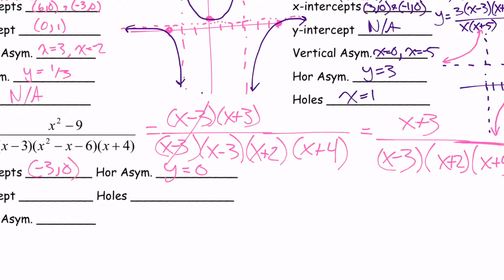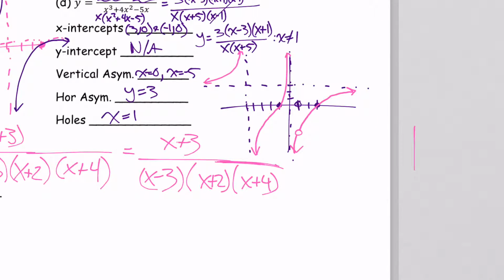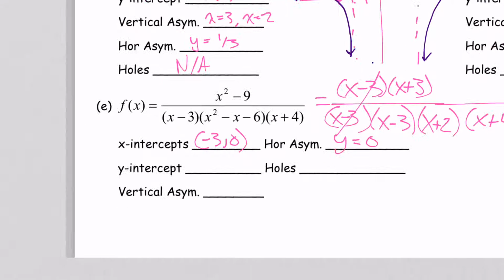Y-intercept, plug in 0 for x, which means in the numerator, I have 3. In the denominator, I have negative 3 times 2 times 4. So those 3's cancel, and I'm left with 1 over negative 2 times 4. So I'm left with negative 1/8 as that y-intercept. So 0, comma, negative 1/8 right there.